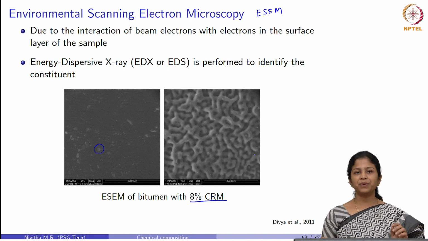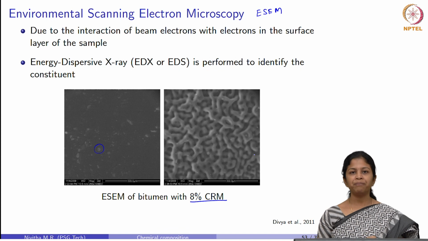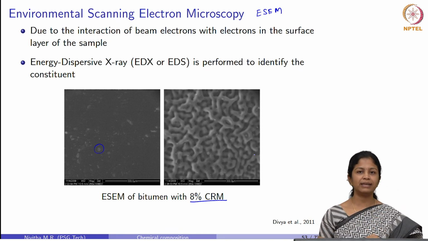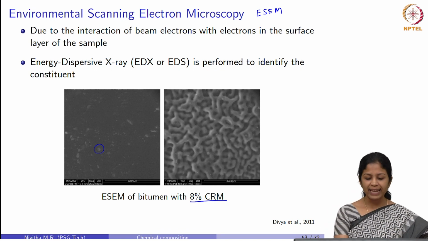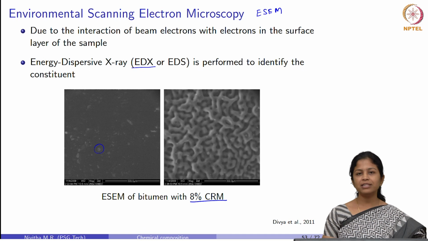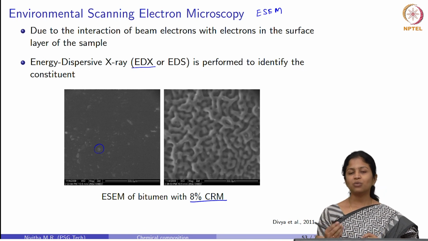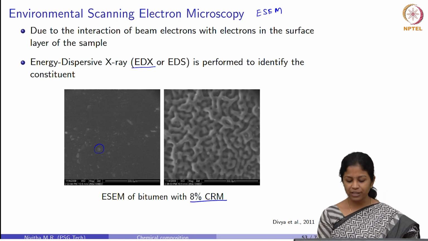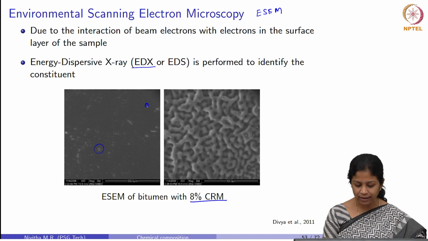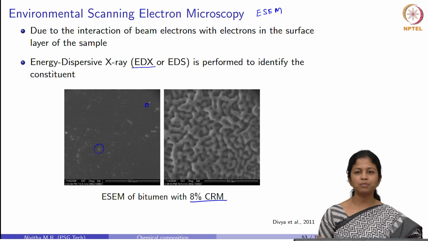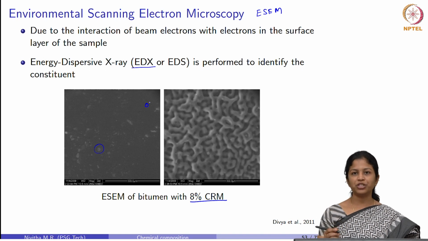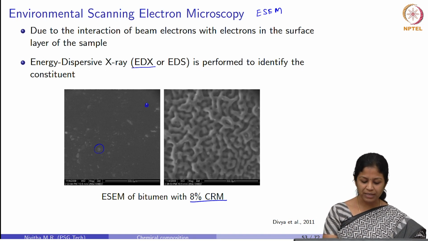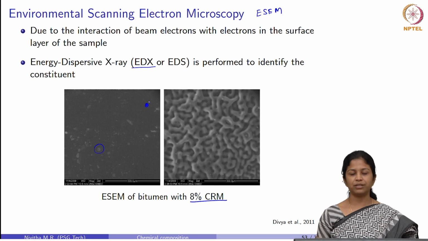In the previous case, when we performed fluorescence microscopy, we got only an image of the surface features of the material. But in this ESEM, we can also perform EDX, which is called energy dispersive X-ray. What EDX does is, I can choose a particular point here and do EDX at this point, and I can identify the elemental composition of the material which is present in this particular location.